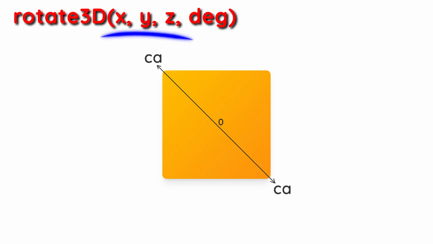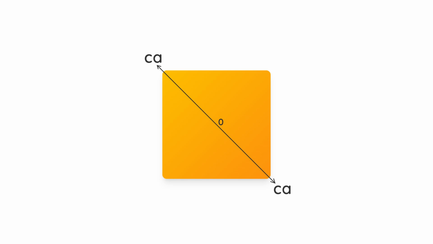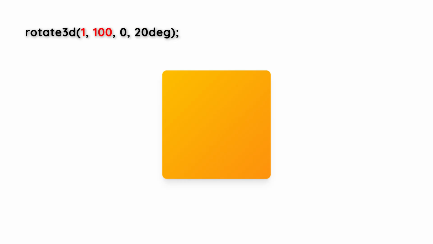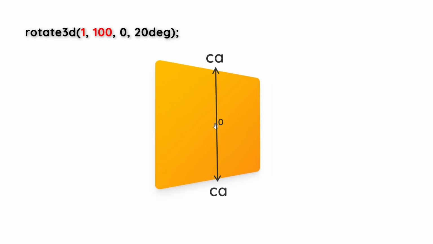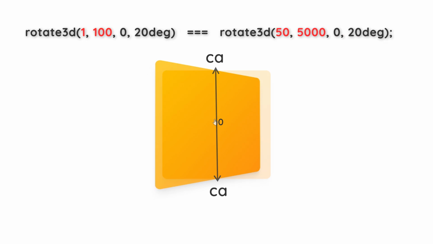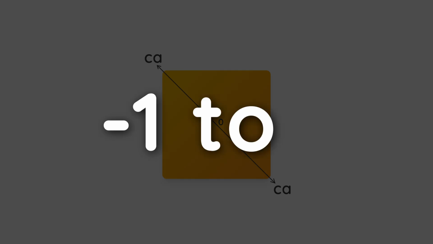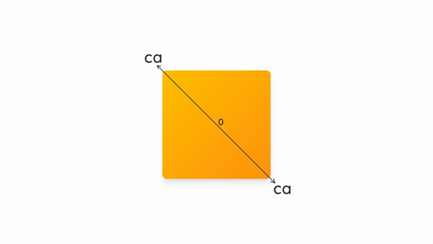As we said, its first three arguments allow us to create our custom rotation axis. The values for the arguments x, y, and z are relative to each other. In other words, their relative proportions matter rather than their exact values. That means giving 1 for the x and 100 for the y creates the same rotation axis as giving 50 for the x and 5000 for the y arguments. So for simplicity, we're going to use the values in a range of minus 1 to 1, escaping large numbers.